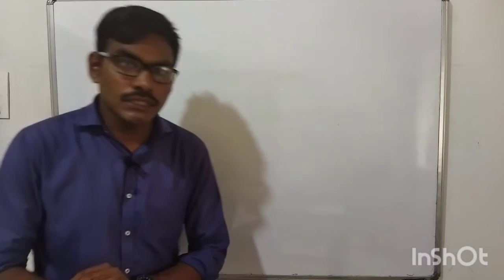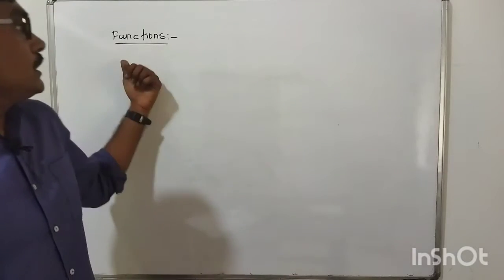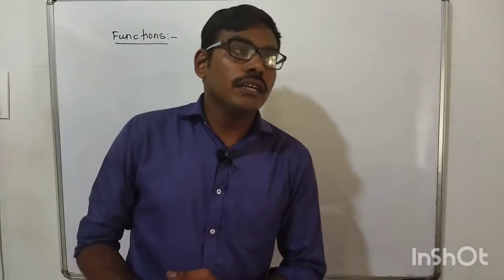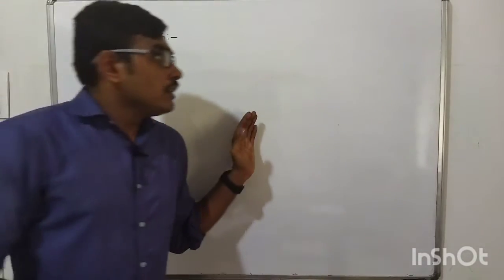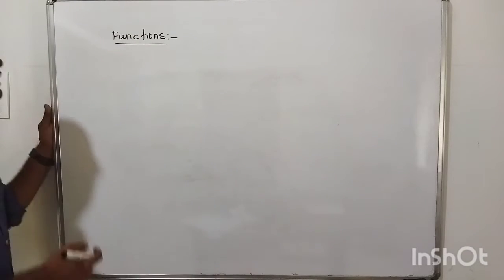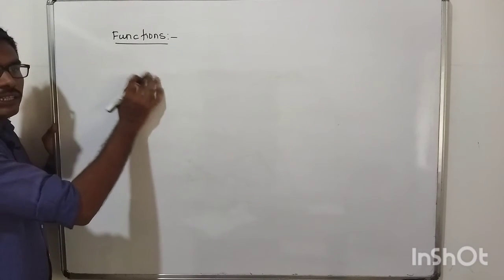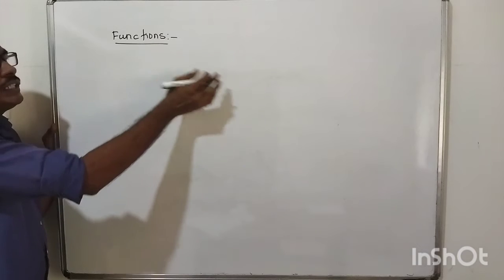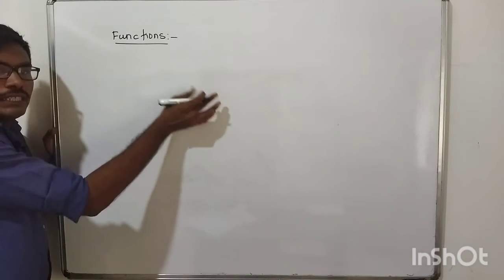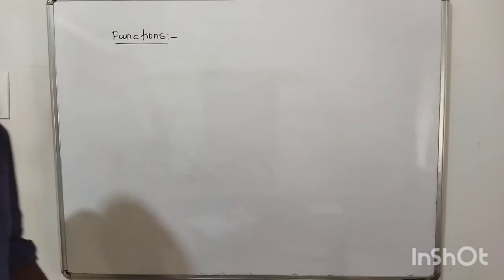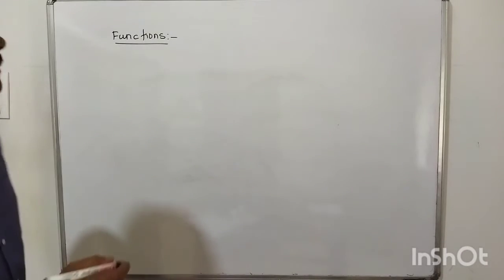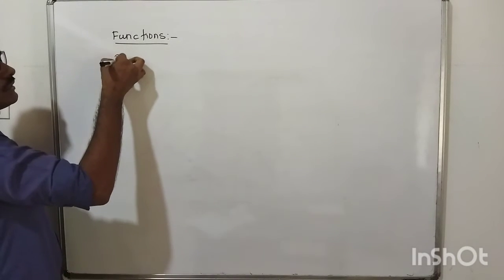Okay, so what is a function now? A function is a type of relation only, a specific type of relation. A particular relation can be called a function only if it satisfies some condition. So what is that condition? We'll see.